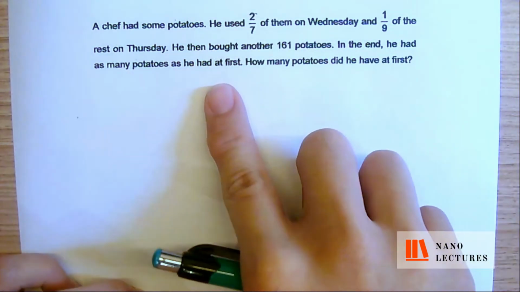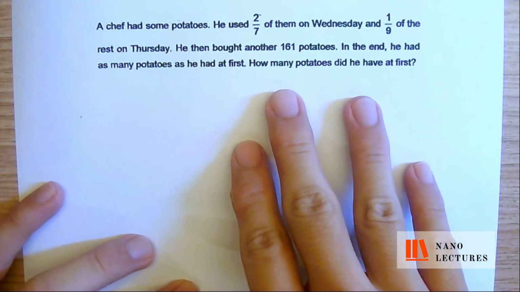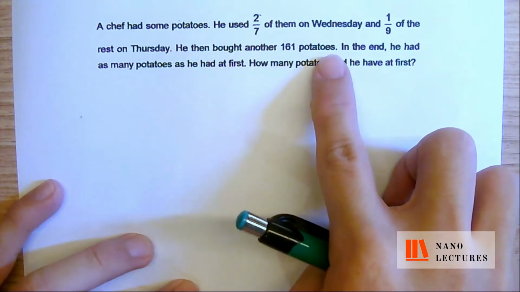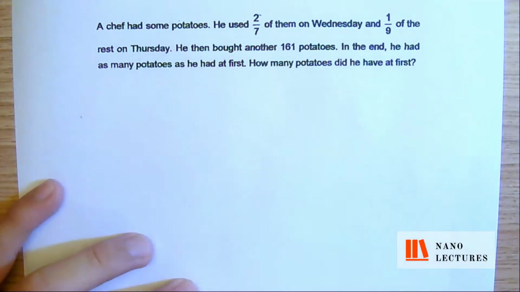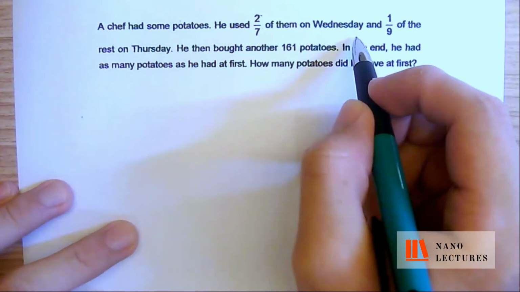Okay, this is actually quite an intense question. So difficulty level, I will give it as about 8 out of 10. Okay, so let's just draw what we can and try to visualize it. If need be, we'll draw another model. So they said that a chef has some potatoes. He used 2/7 of them on Wednesday.